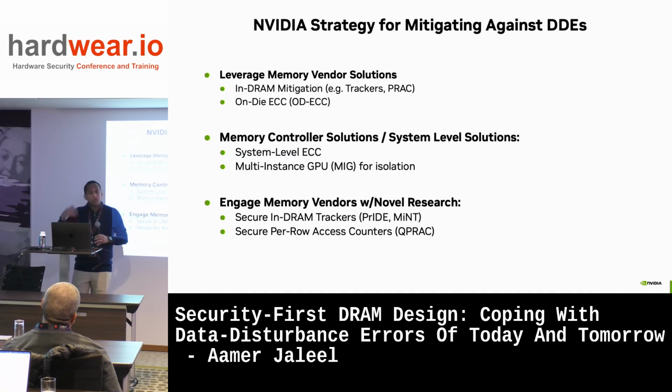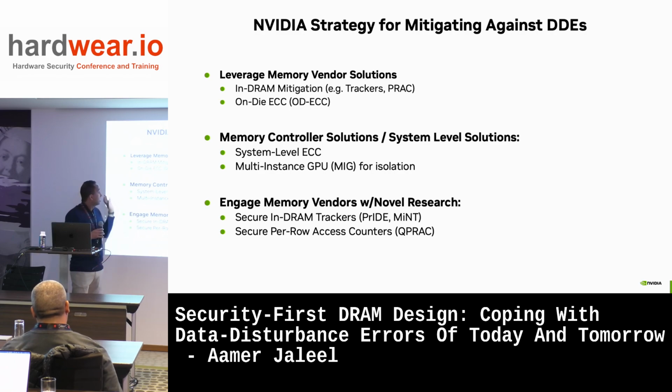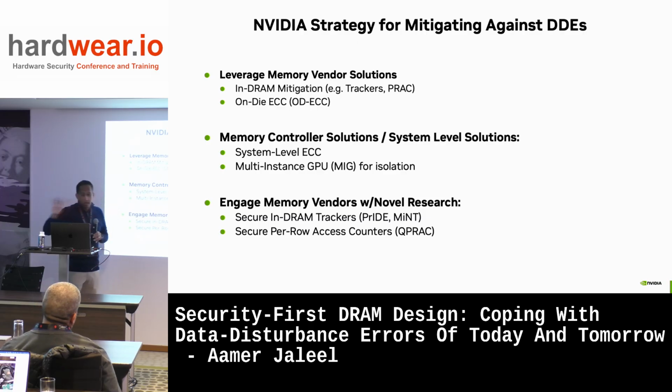So now, to put my NVIDIA hat on for a moment, the NVIDIA strategy for mitigating data disturbance errors is to leverage memory vendor solutions. We've got in-DRAM trackers, we've got PRAC coming, we've got on-die ECC. Memory controllers are designed to spec. We have memory controller solutions such as system-level ECC. We've got system-level solutions such as multi-instance GPU that gives you isolation. It addresses security, it doesn't address reliability, but it is an approach.